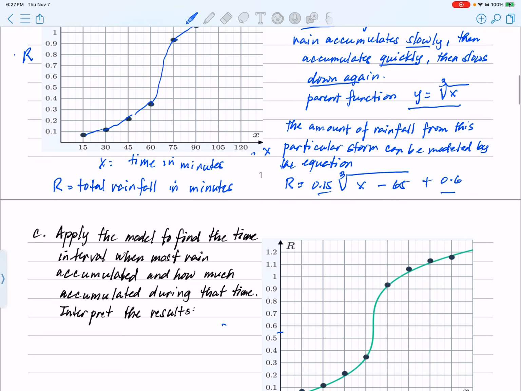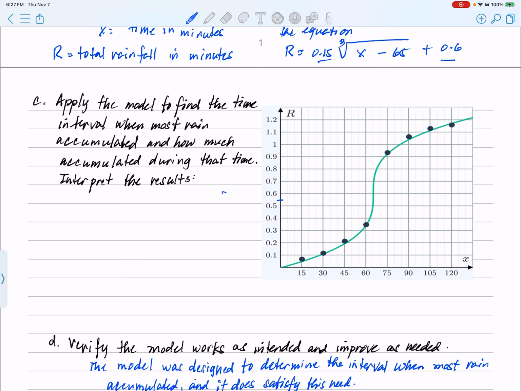Apply the model to find the time interval when most rain accumulated and how much accumulated during the time. Interpret the result. At this point, we will need to decide when we think the rain started accumulating more than it did at the beginning of the storm. When it starts to slow down again, it's important that we highlight the assumption when stating the result.